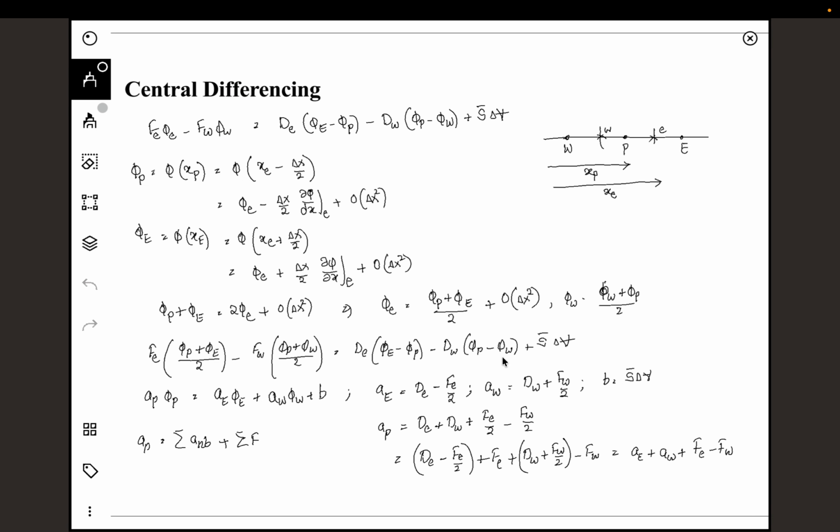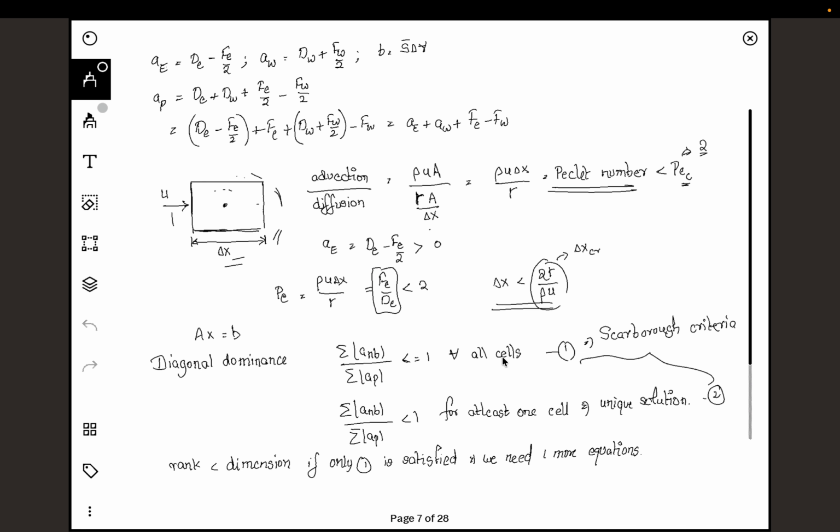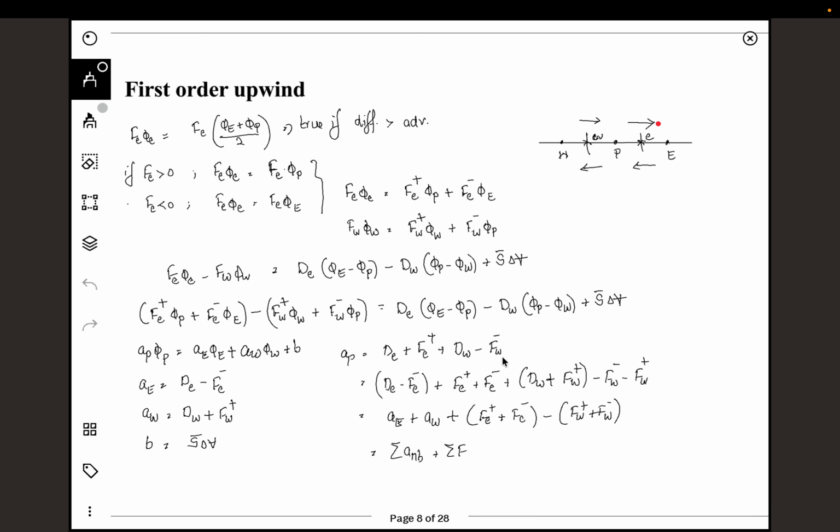The central differencing is where you take the phase value as an average of the neighboring cell centers. Then we discussed an upwind scheme where you take the flow into consideration. Depending on the flow direction, if the flow is along the positive direction, for the phase center you take the cell value in the direction the flow is coming from. If the flow is in the reverse direction, you take the other cell. The information flows from the previous point to the phase, so that previous point is what we take for an upwind scheme.